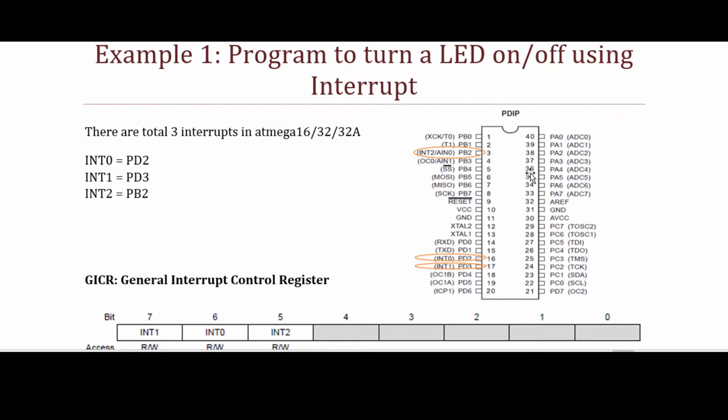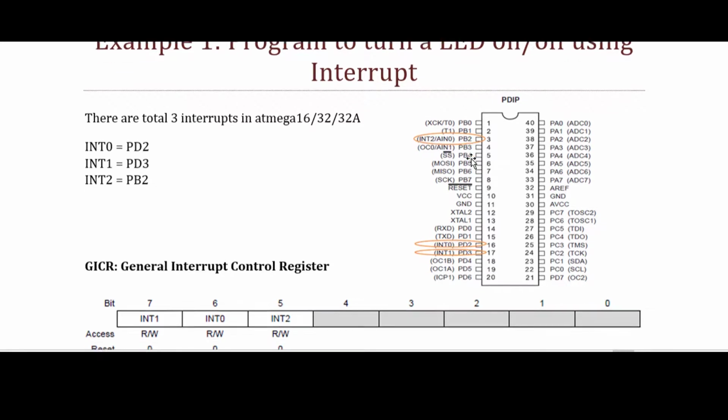As you know, this is our Atmega 32, which has 3 external interrupts: interrupt 0, interrupt 1, and interrupt 2. Interrupt 0 is connected to port D pin 2, pin 16 here, and interrupt 1 is connected to port D pin 3. Interrupt 2 is connected to port B pin 2.